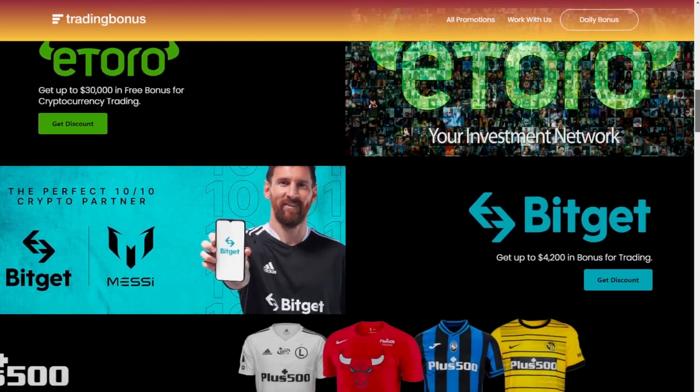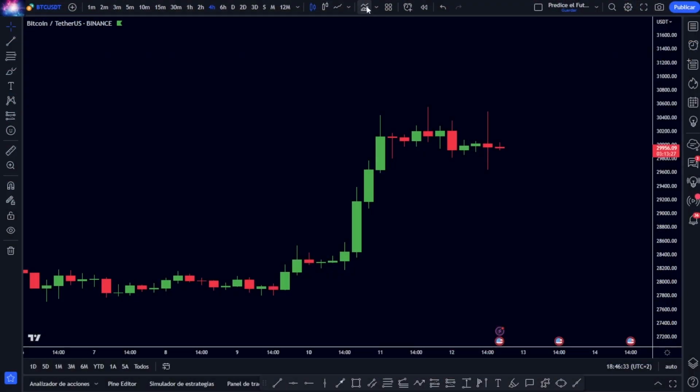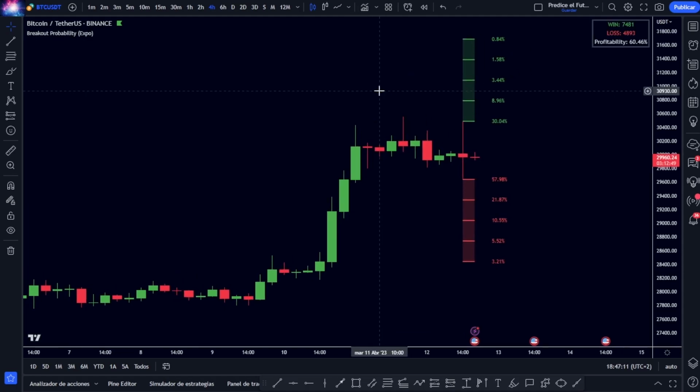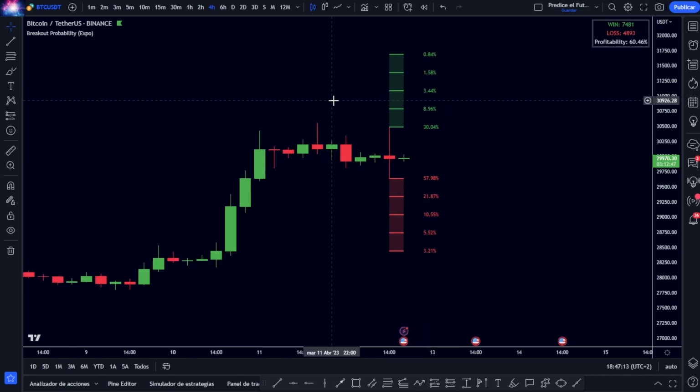The first thing we have to do is go to the indicators part and look for Breakout Probability, in brackets Expo. As you can see, it even has the editor's selection mark, because it has been a real revolution in the trading world.